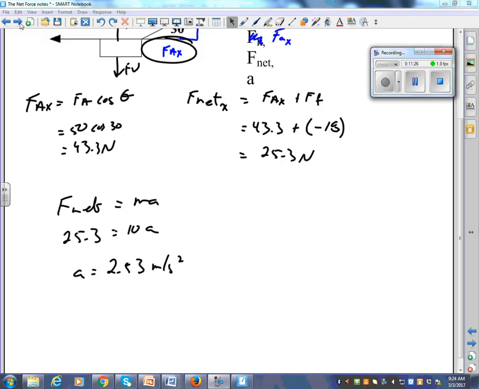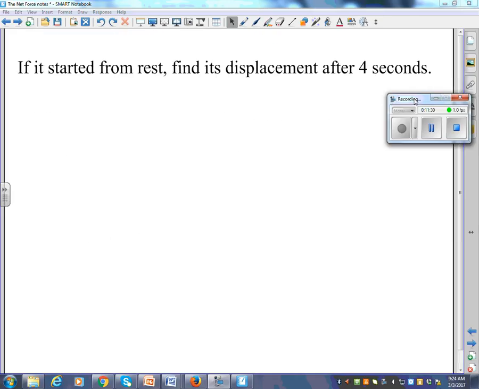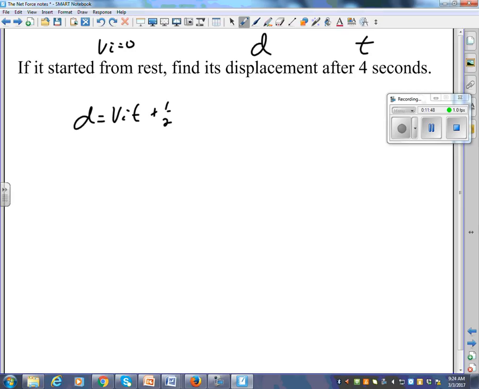That helps. Okay, now if I added a little bit of kinematics in there, if it started from rest, find the displacement after 4 seconds. So if it started from rest, that means that the initial velocity is 0. We're solving for the displacement, the d, the time is 4. And I just calculated the acceleration, right? d equals vi t plus 1/2 a t squared.